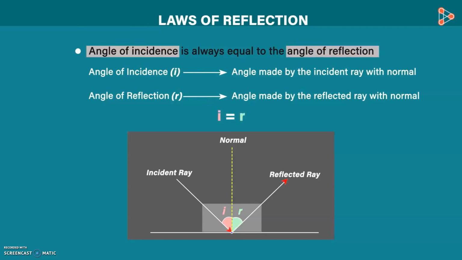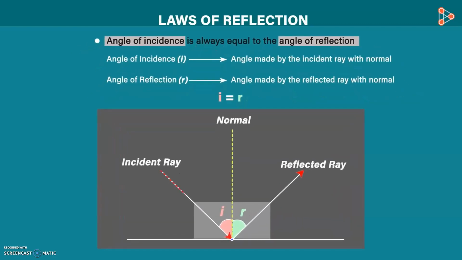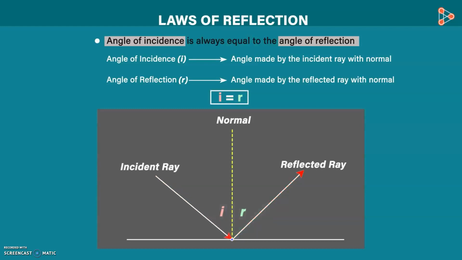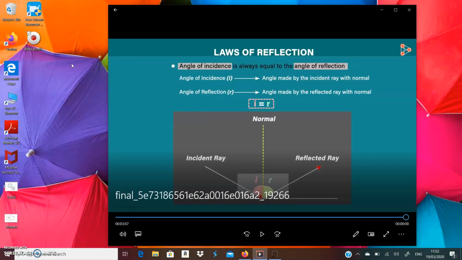About the angle of incidence and the angle of reflection, they are always equal. So the angle of incidence, which we call I, is always equal to the angle of reflection, which we call R. So I is equal to R. If we give an example, like I is equal to 30, which is the angle of incidence, then the angle of the reflected ray will also be 30.